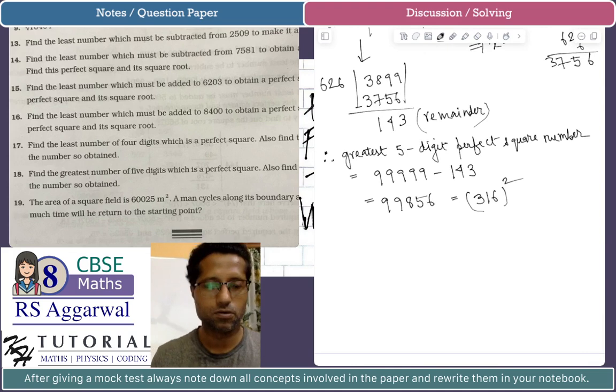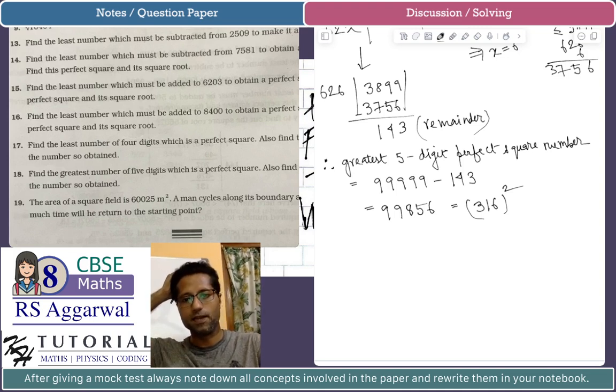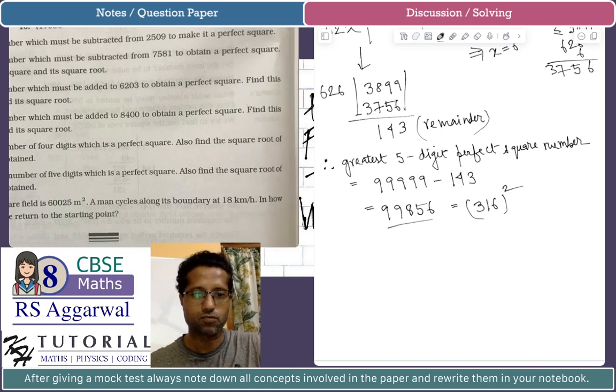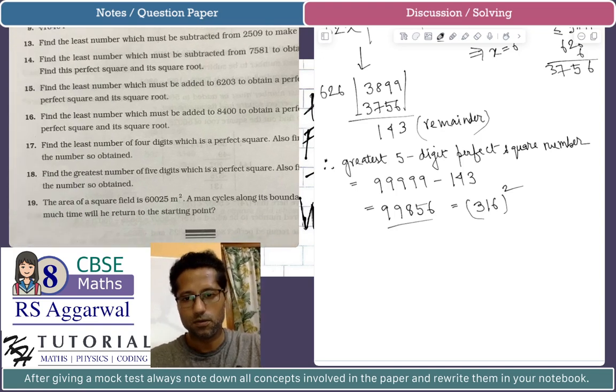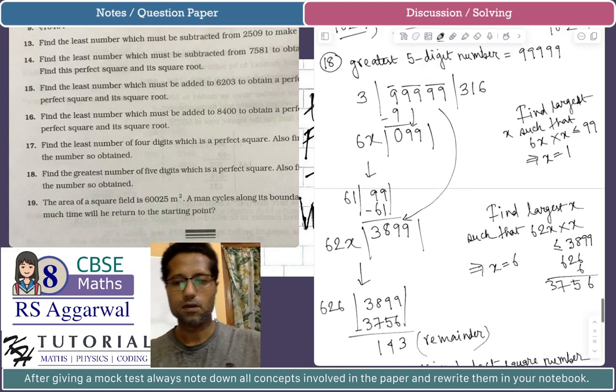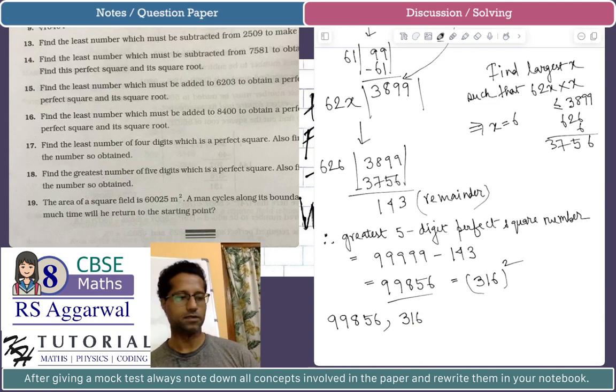So there were three parts of the question. Find the greatest number of 5 digits which is a perfect square, which in this problem is 99856. This is the answer. And also find the square root of the number so obtained. So the greatest 5 digit number which is a perfect square is 99856, and the square root of 99856 is definitely 316. Let me quickly check if 316 multiplied by 316 is 99856.